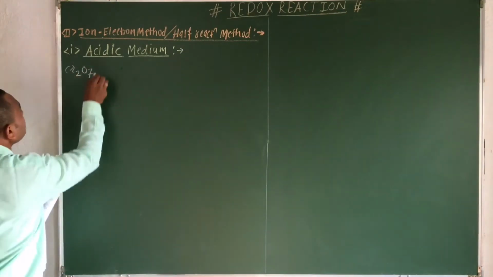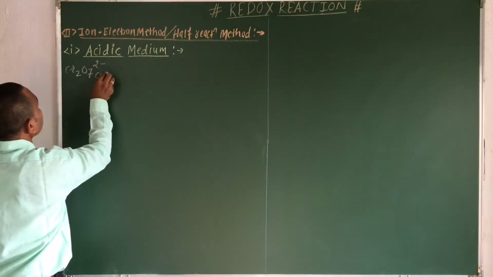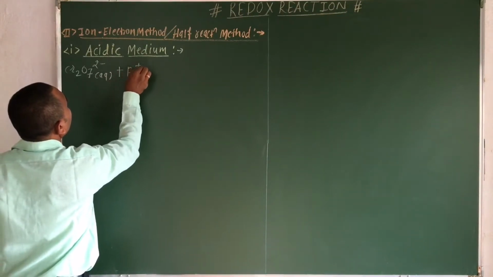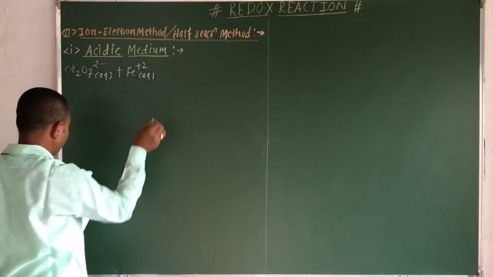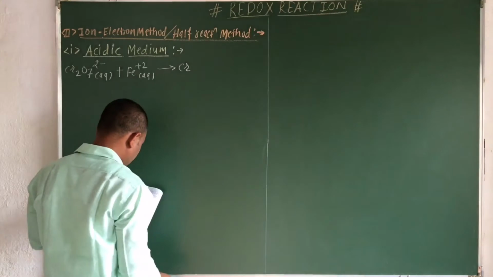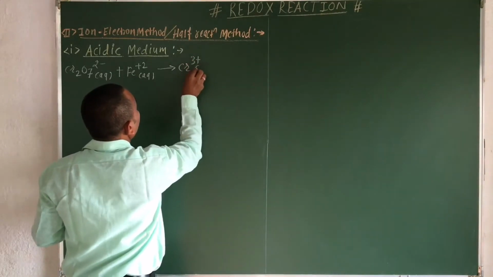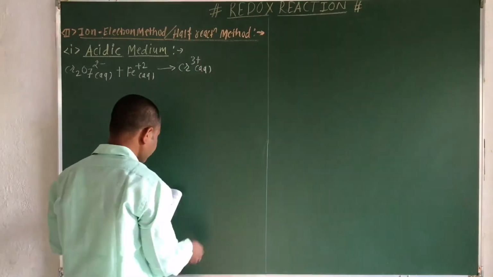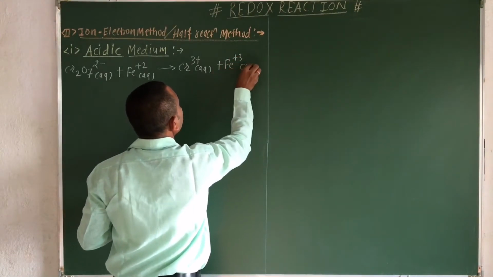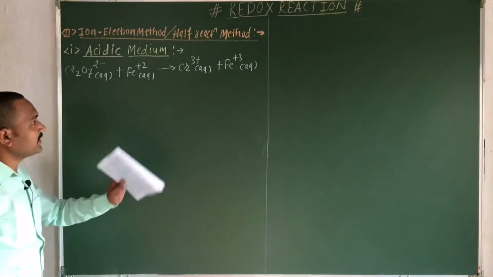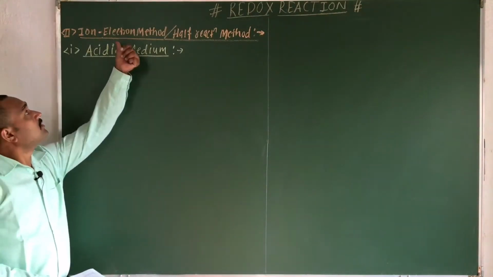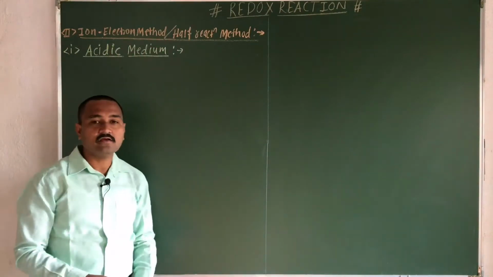Cr2O7 2 minus aqueous plus Fe plus 2 aqueous gives Cr plus 3 aqueous plus Fe plus 3 aqueous. So this is our example. Let us start with the ion electron method in the acidic medium.